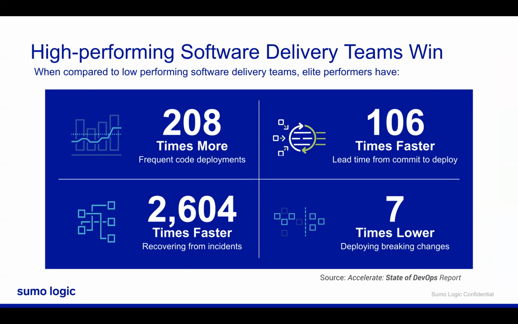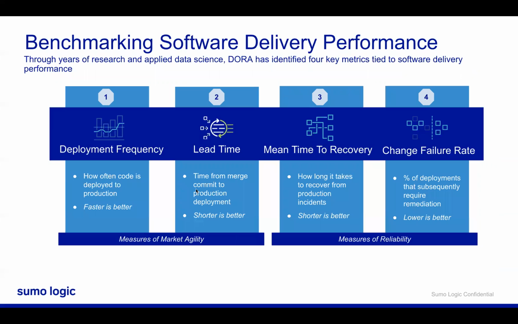Then deploying any kind of changes also has a lower rate of breaking changes with these teams. If I talk about the DORA metrics again, they are basically forming things around agility and reliability, because both aspects are very important in the software delivery or software development world.